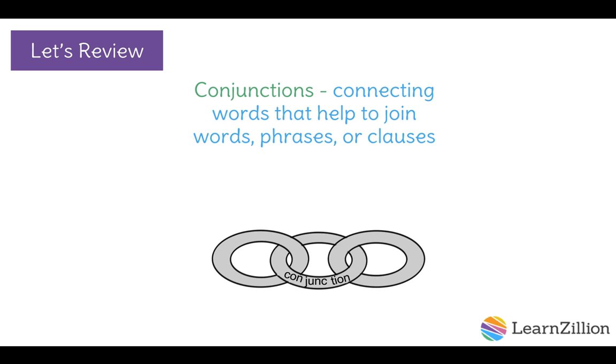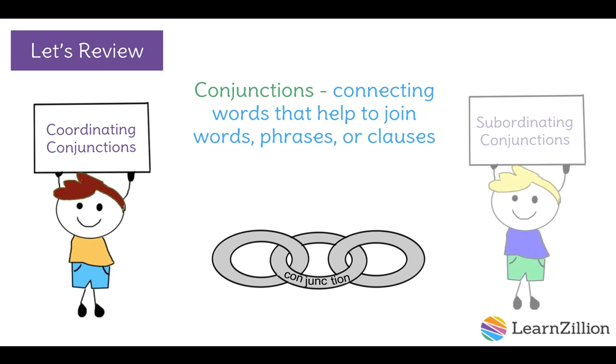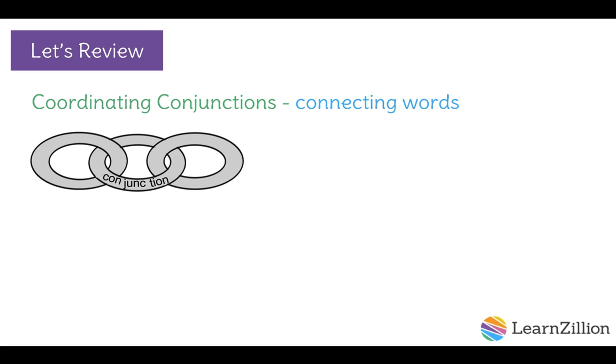A conjunction is a connecting word. They can connect words, phrases, or clauses. There are several types of conjunctions, but two of them are most popular, the coordinating conjunction and the subordinating conjunction. The first type of conjunction is a coordinating conjunction. This is a connecting word.